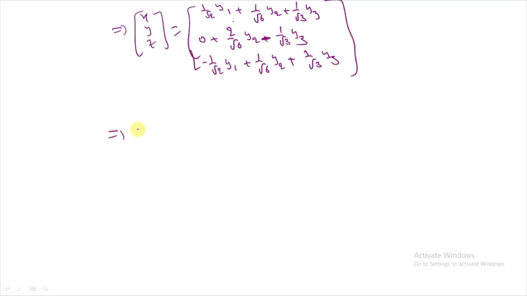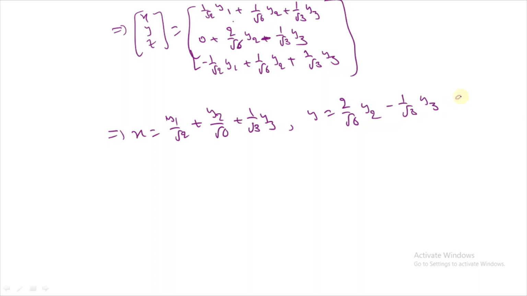Corresponding elements of that implies x equals y1 by root 2 plus y2 by root 6 plus y3 by root 3, and y equals 2 by root 6 y2 minus y3 by root 3, and z equals minus 1 by root 2 y1 plus 1 by root 6 y2 plus y3 by root 3.